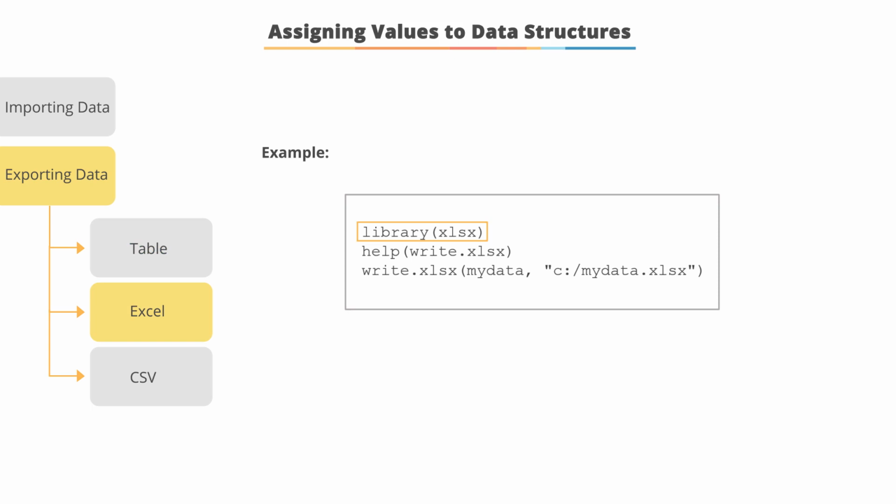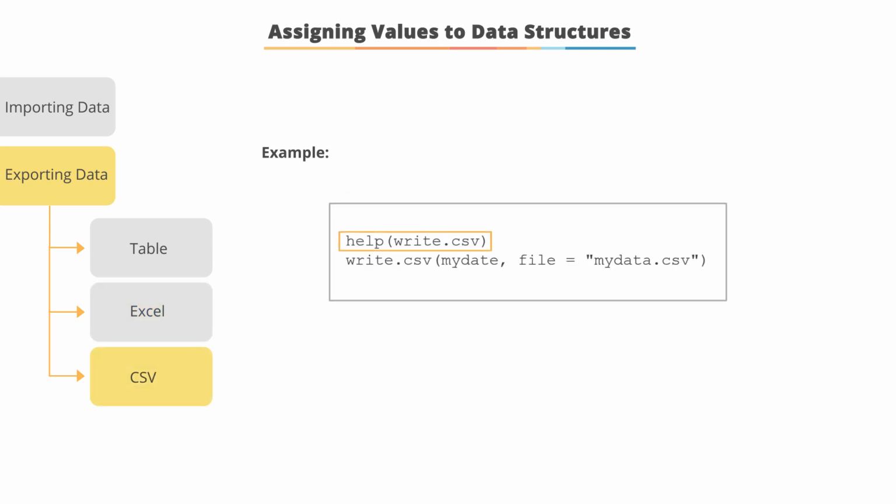If we wanted to export an Excel file, we have to load the library xlsx. So once that's loaded into R, instead of the read command, we're using the write command. So write.xlsx, the data frame name, and what we're wanting to name the file that we're saving. Write.csv works the exact same way. We have the data frame, and then we're saving the file as mydata.csv.